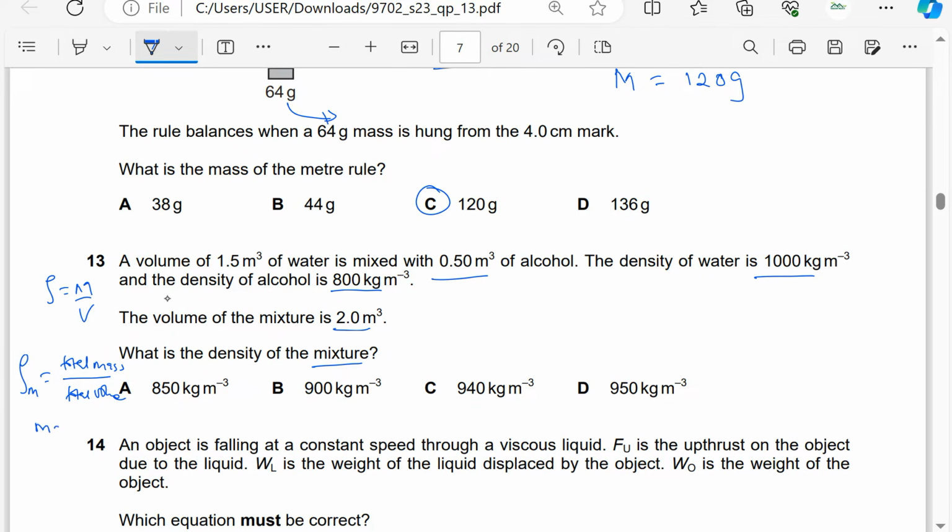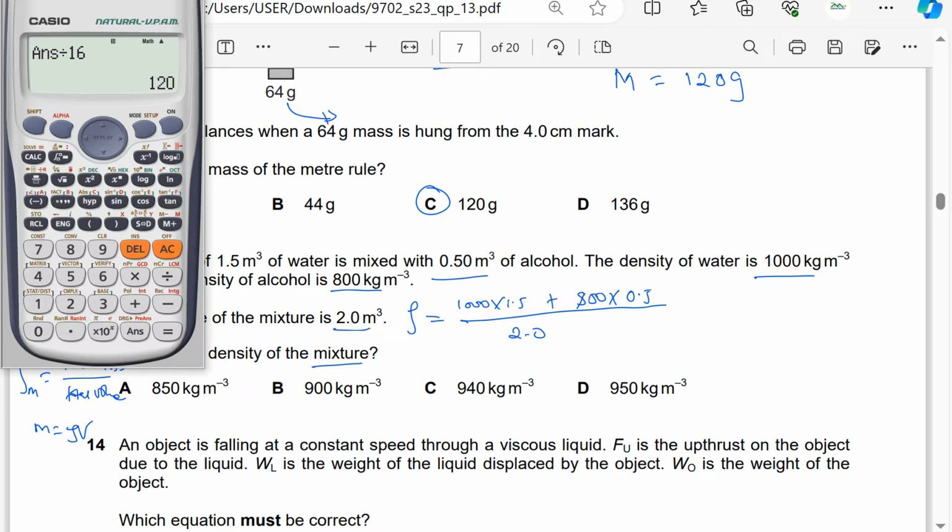Remember, mass is density times volume. So the density of the mixture is going to be total mass. For water, it is density times volume, that is 1000 times 1.5, plus the mass of alcohol, density times volume, which is 800 times 0.5, divided by total volume, which is given as 2.0. So I'll just press my calculator.